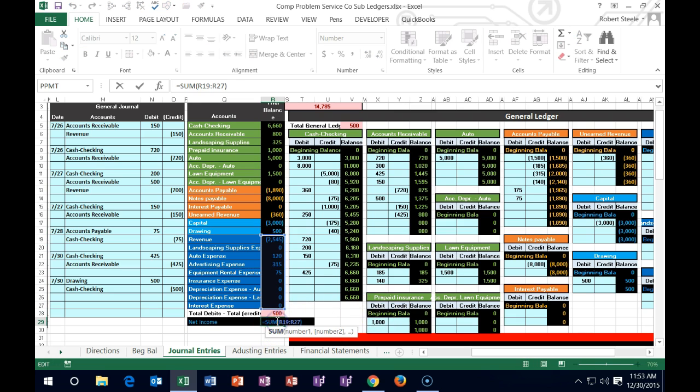Did not affect net income. It's not part of net income. That's the point. We don't want to expense the draws. That's not good. You're not supposed to do that.